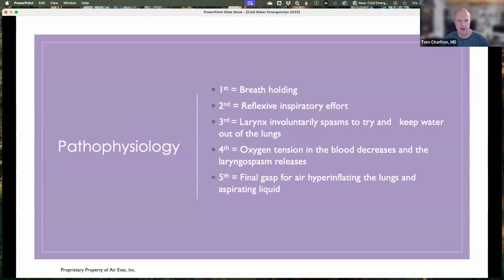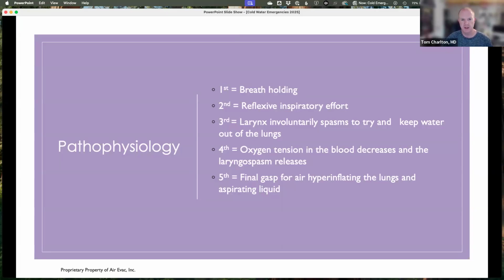So, in the act of drowning, the first thing that the victim is going to be doing is breath holding. As they go under the water, they're going to begin doing breath holding. This can actually occur for a period of time. Typically, during the act of drowning, these patients are going up and down, up and down, up and down multiple times before they finally slip under the water for the last time.